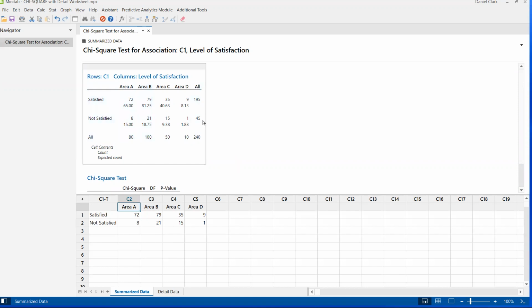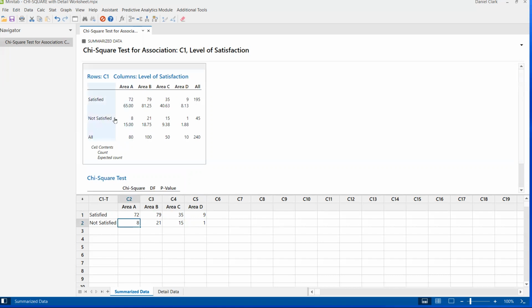Right. Now I'm going to come back up to this table here. So you can see that this little key right here tells you how to read what's in this table. So the cell contents are the count and then the expected count. You can see that the count here, 72, 79, 35, and 9, all corresponds to those counts there.